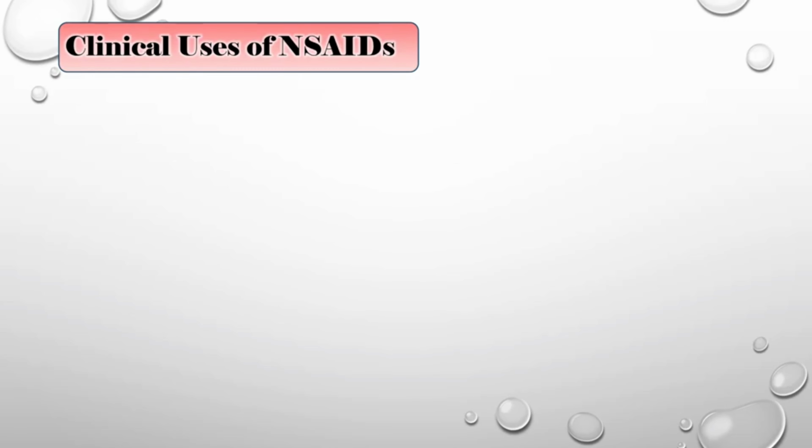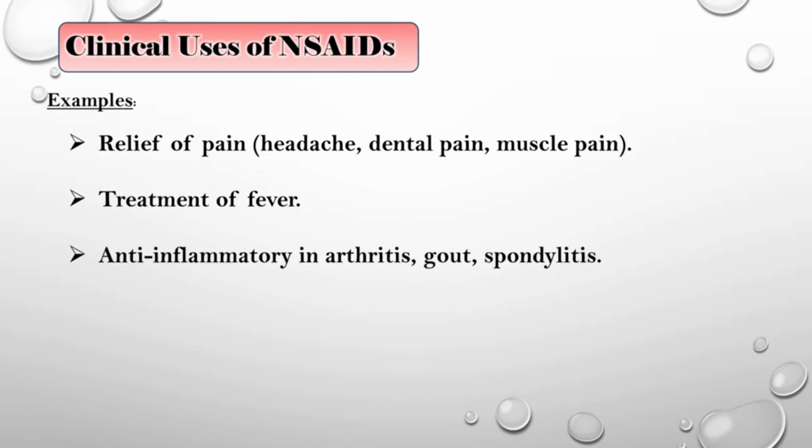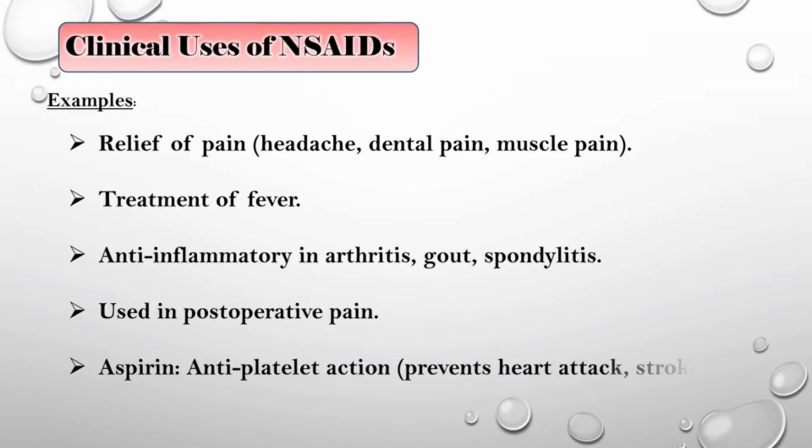Next, clinical uses of NSAIDs. Examples: pain relief like headache, toothache and muscle pain. Treatment of fever, which is reducing fever, treating inflammation in arthritis, gout and spondylitis, postoperative pain management. Especially, aspirin is used for its antiplatelet effect to prevent heart attack and stroke.